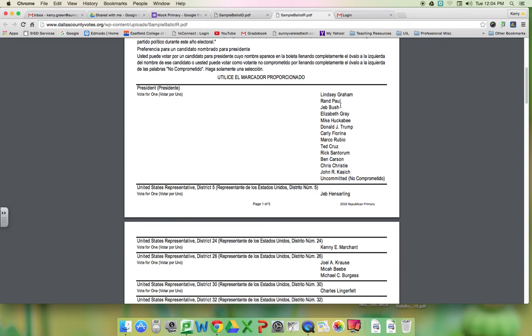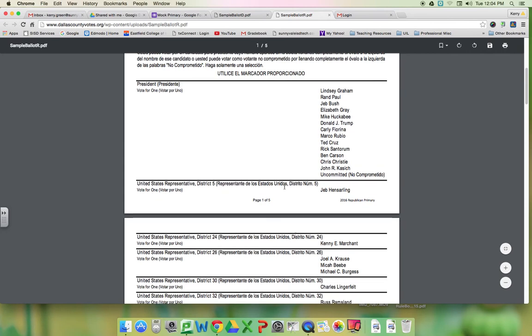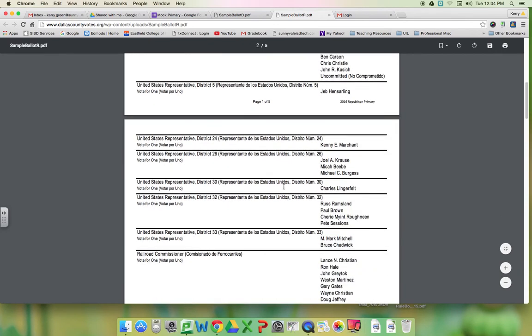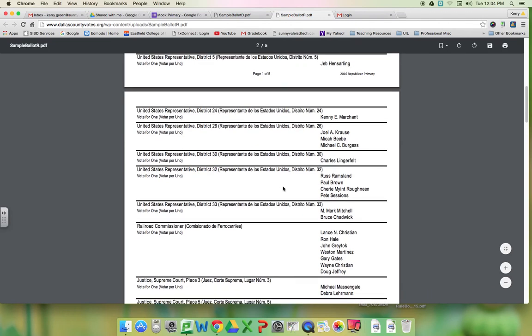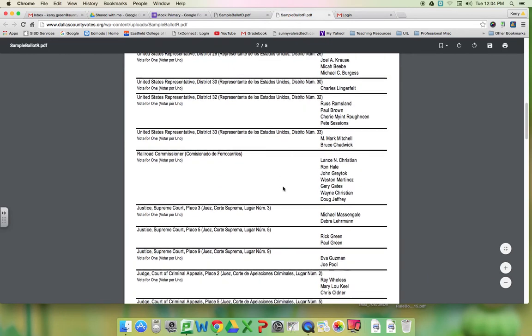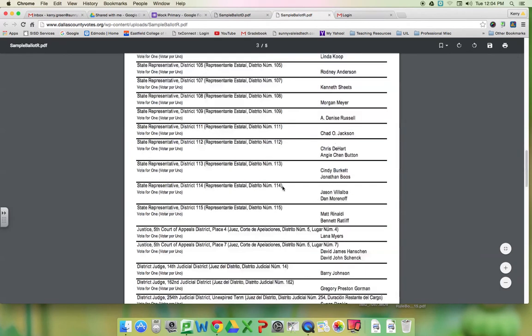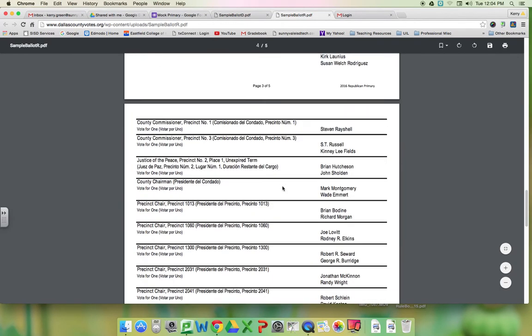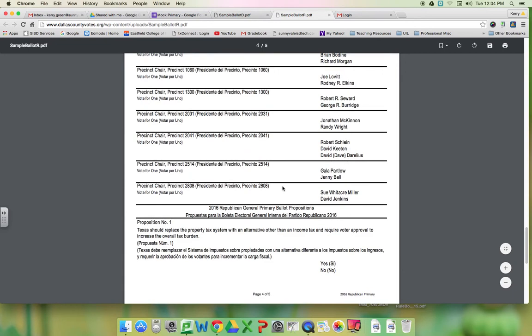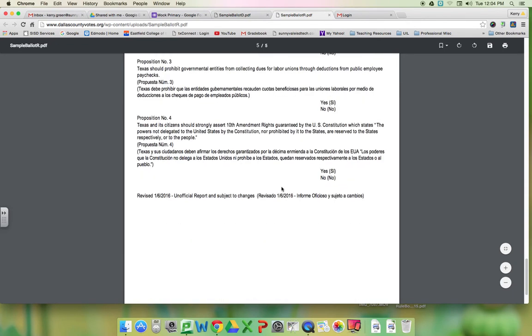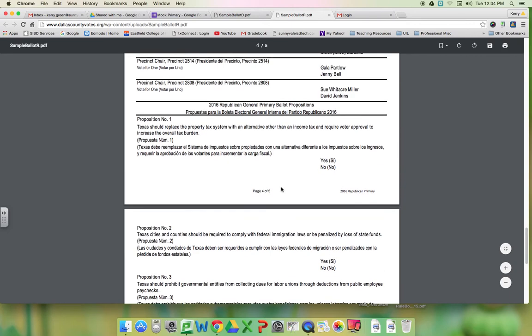I did include on the Republican side the state representative contest between Cindy Burkett and Booz, whatever his name is. I did include that on there, as well as a few of the issues that are listed here on the Republican ballot. So I encourage you to go to DallasCountyVotes.org and you can see these sample ballots and get an idea for what's going to be on the ballot in your precinct.